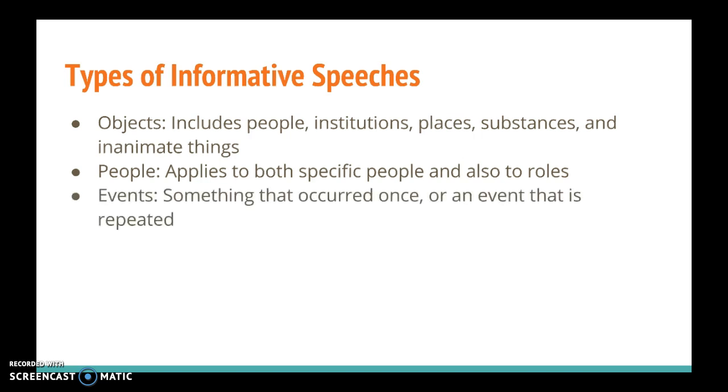You could also talk about events. And events are anything that has occurred once, or it can even be an event that is repeated. So, for example, you could talk about an event that occurred once. So you could talk about Woodstock, for example, or you could talk about the Kristallnacht, which was the first night of World War II, where the German soldiers came and invaded Poland and broke all the storefronts. There was glass everywhere, you know, it was called the Kristallnacht, the night of broken glass.